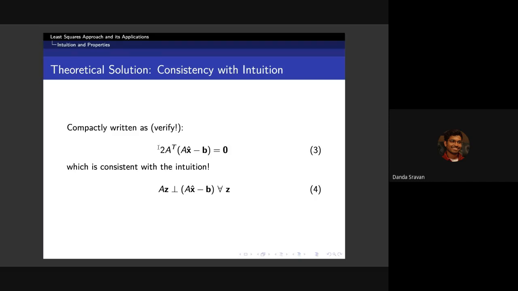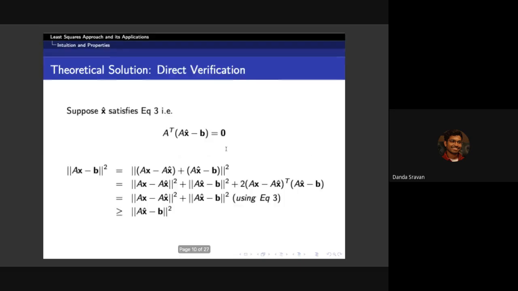If you multiply an arbitrary vector z transpose here, this is nothing but the dot product of Az with Ax hat minus b. So this is the same condition as the perpendicularity condition. This is good, so we have a solution now. But although this is a necessary condition, it's still not sufficient.